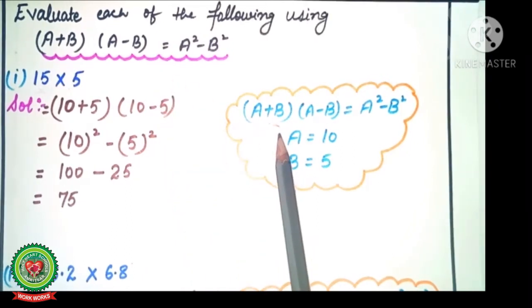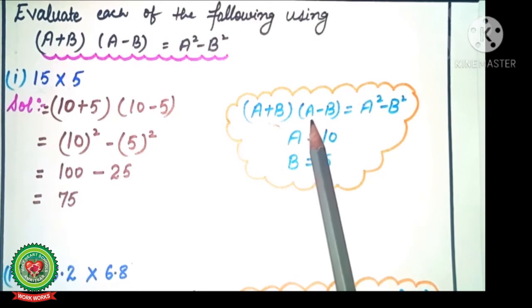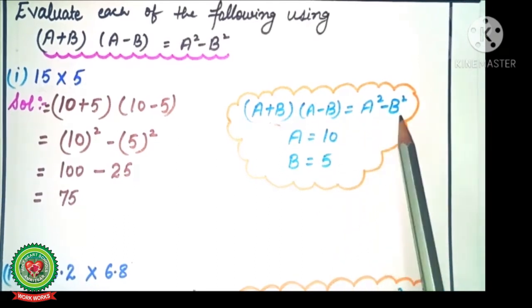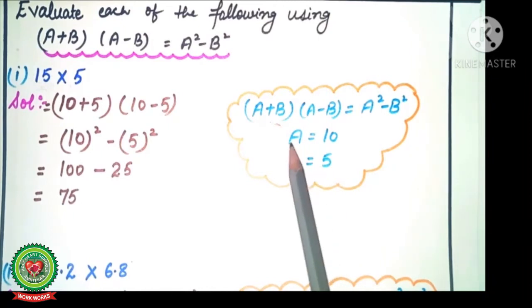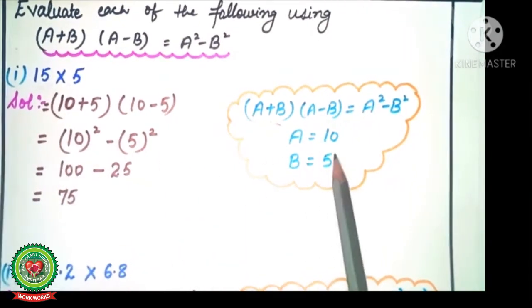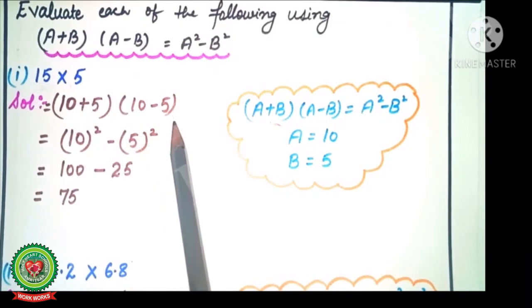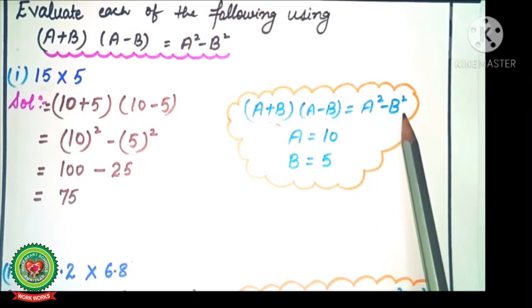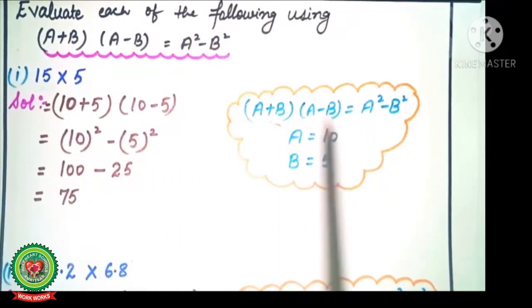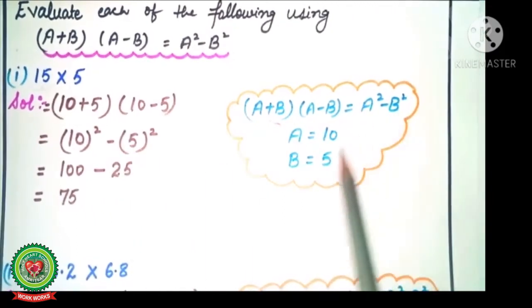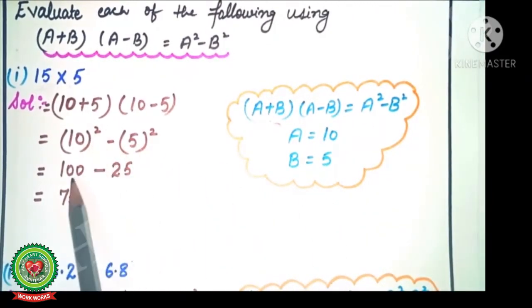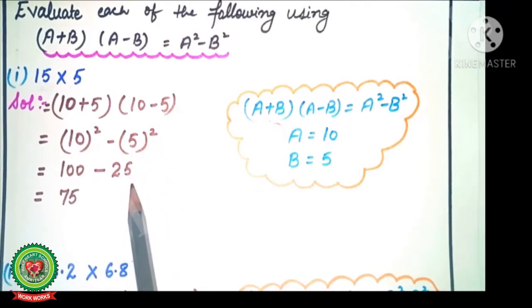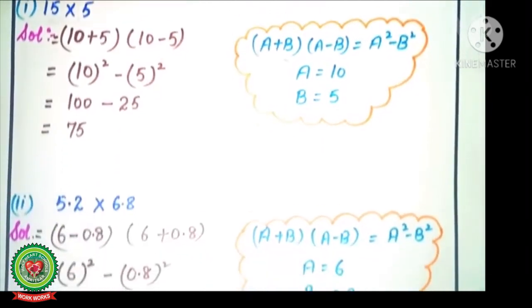So we will write it on the right hand side. (a plus b) into (a minus b) is equal to a square minus b square, right? Where a is equal to what? a is equal to 10 and b is equal to 5, right? Now a square means 10 square, minus will remain minus, b square means 5 square. So 10 square means 100, minus 5 square means 25, and 100 minus 25 will be equal to 75. Alright. Now let's move to the next example.